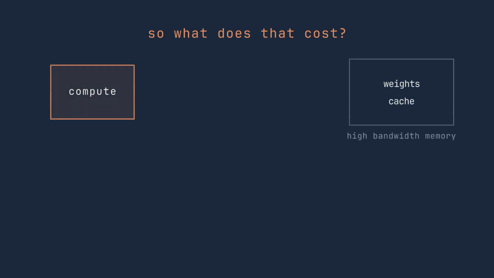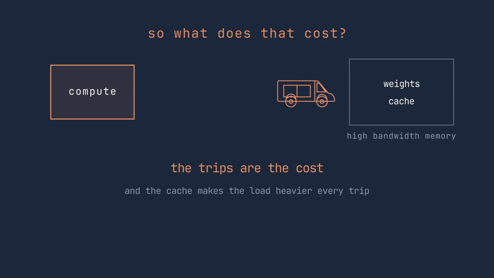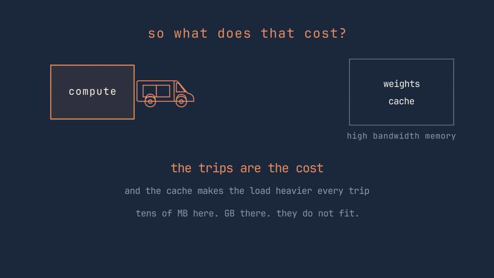Let me put that in a picture. Imagine your model's weights sitting in a warehouse a long way from the chips that need them. And every decode step sends a van out there to collect the whole lot, use it exactly once, and drive back. Those trips are what cost you. Not the lifting at the far end, the traveling. And your cache makes that load heavier on every single trip. So why not keep it all close by? Because the fast memory sitting next to the compute is measured in tens of megabytes, and your weights are measured in gigabytes. They simply do not fit.